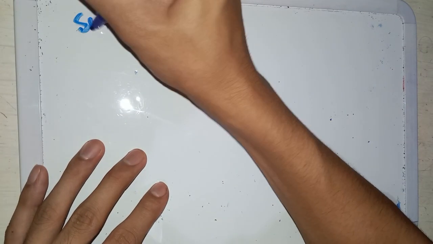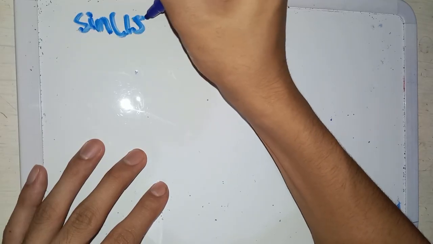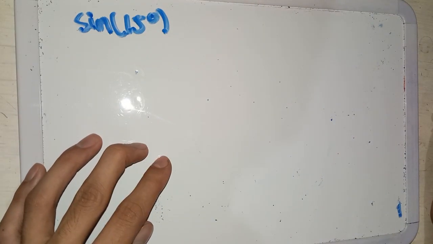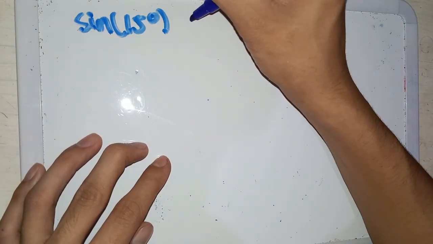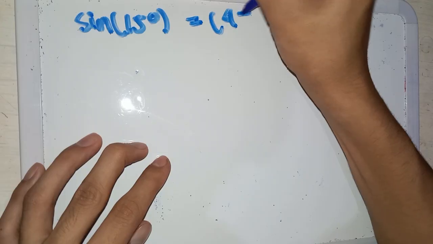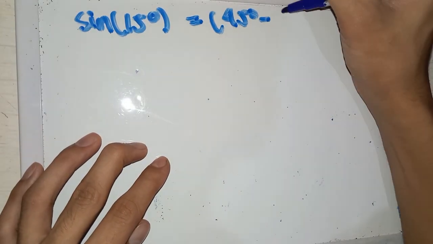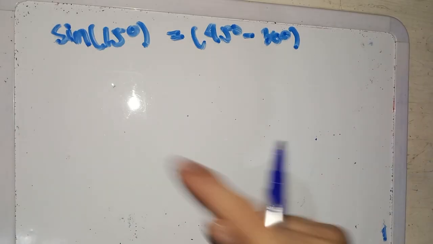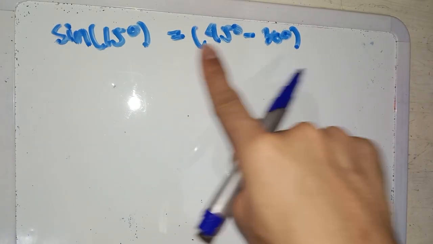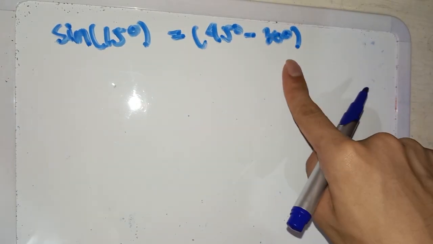So let's proceed to another example. We need to evaluate sine 15 degrees. So we need to subtract two numbers to get 15, and it is 45 degrees minus 30 degrees. So sine 15 degrees is equal to sine of 45 degrees minus 30 degrees.